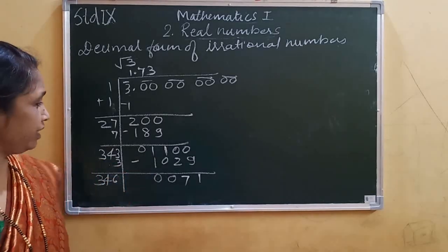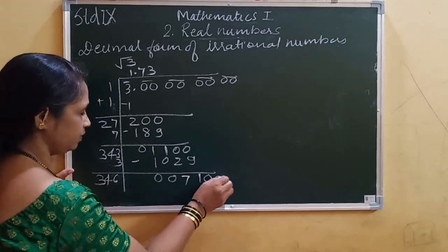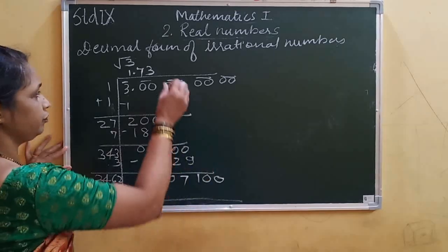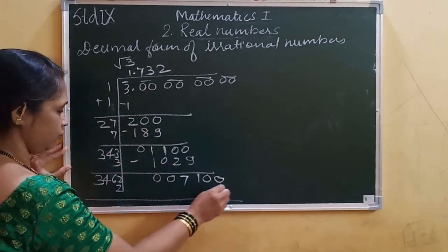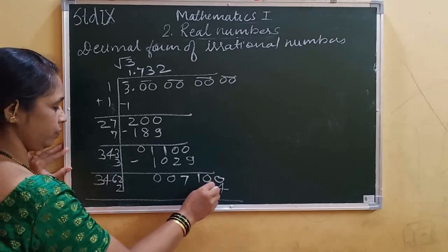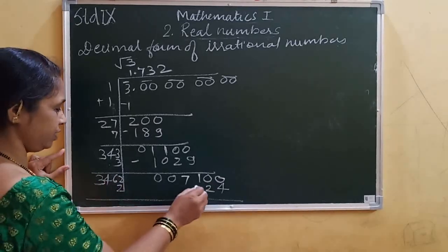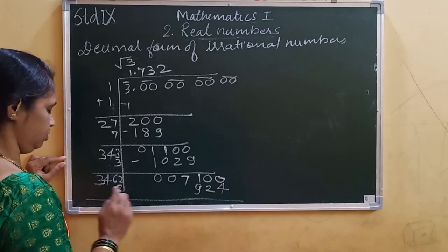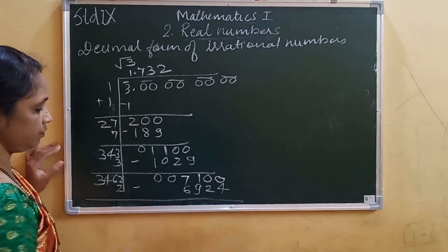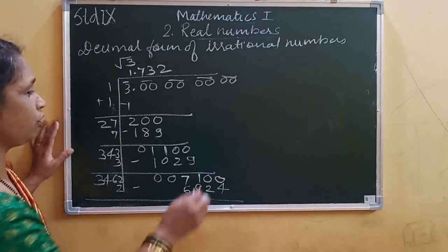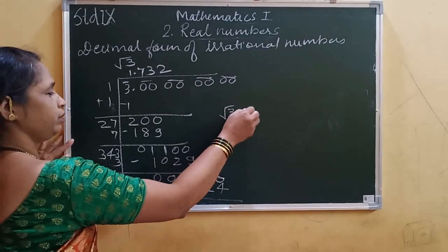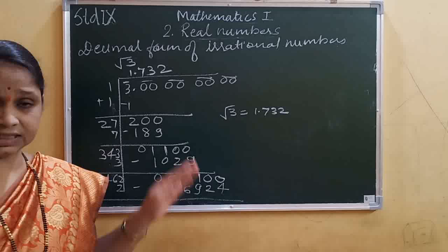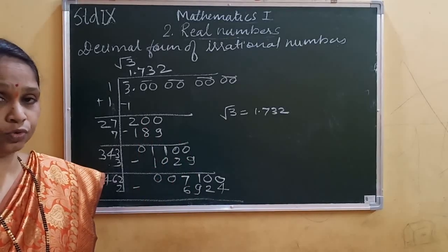Now what can you do? You have got 7 1, and you can take 2 more zeros here. So you can take 2 here. If you take 2, then 2 2s are 4, 2 6s are 12, 2 carry 1. 2 4s are 8 and 1 is 9, and 2 3s are 6. Okay, this we will get after doing subtraction. So what answer have we got? The decimal form of root 3 is 1.732. Okay, in the same manner you have to do it for root 5.